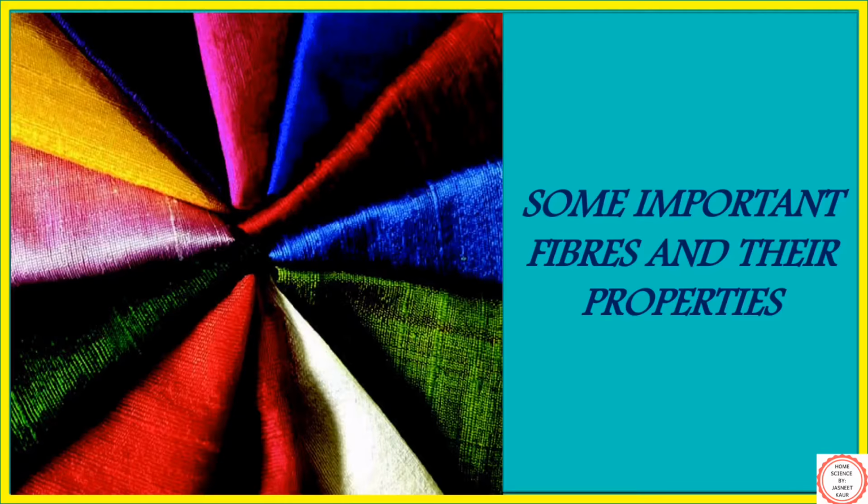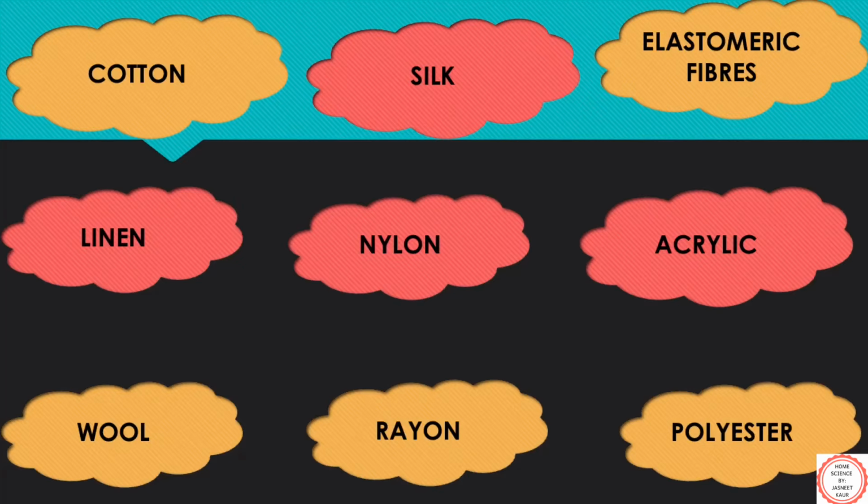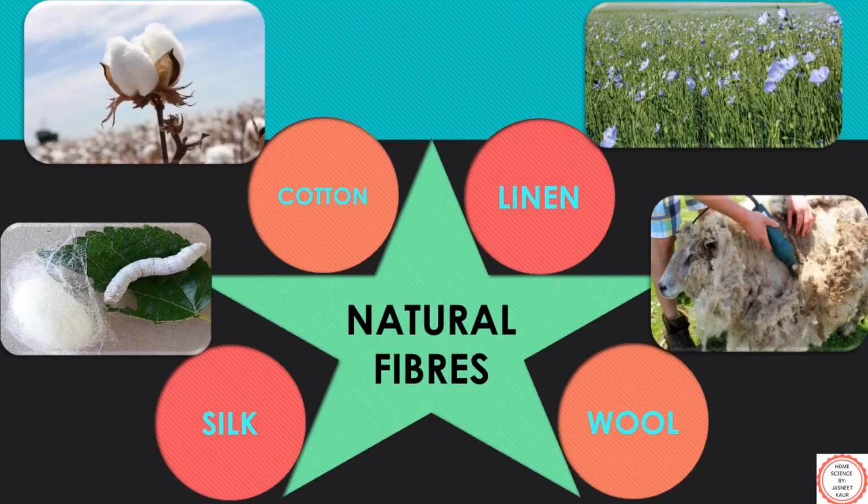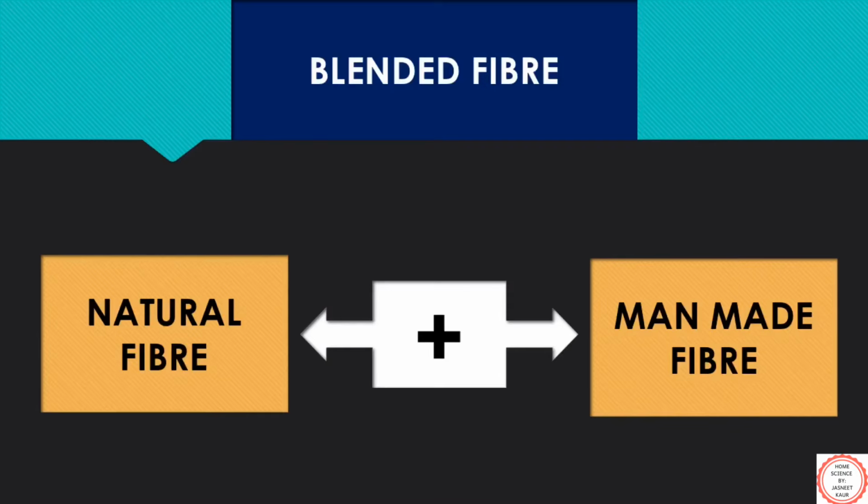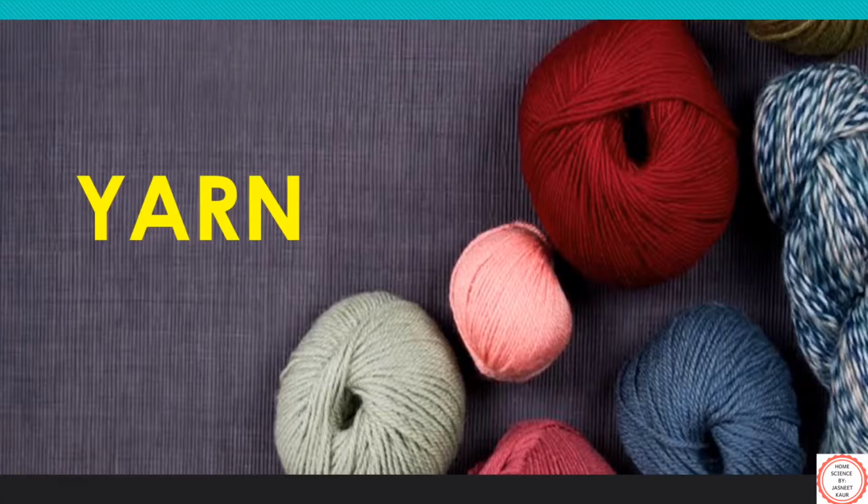Moving ahead, after the classification of fibers, we have discussed properties of some of the important fibers like cotton, silk, elastomeric fibers, linen, nylon, acrylic, wool, rayon and polyester. We have also discussed the difference between natural fibers and man-made fibers, as well as blended fibers.